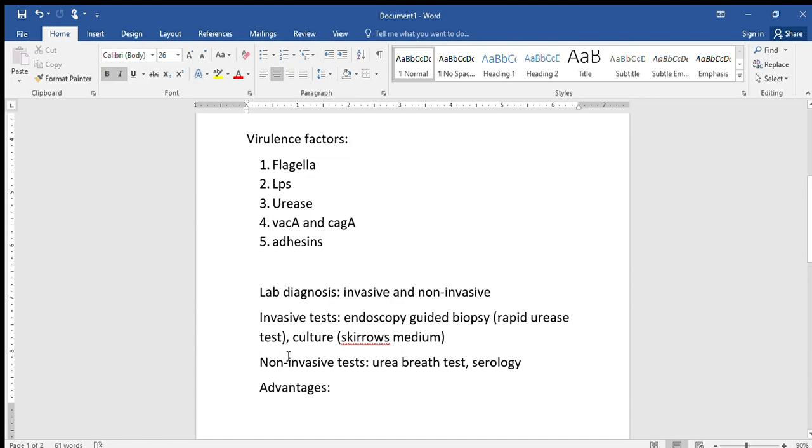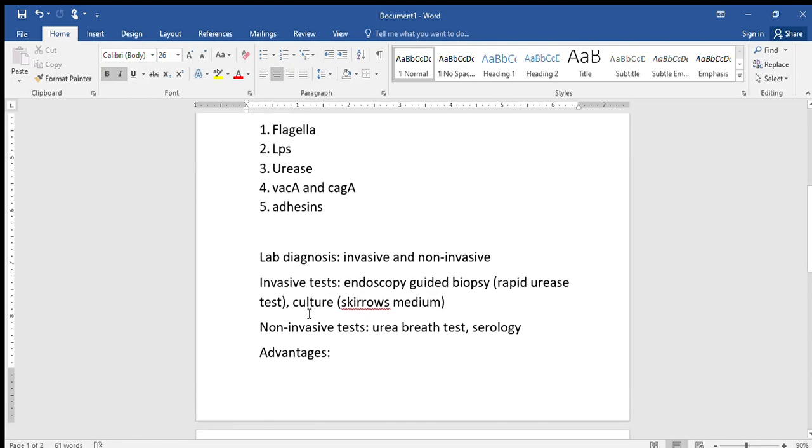Now the culture is not usually done, right? But the media for this is Skirrow's media, because it is microaerophilic. We have to maintain a very small amount of oxygen, so we generally do not use culture practically. Now the non-invasive test, usually done in the hospital, is the urea breath test.